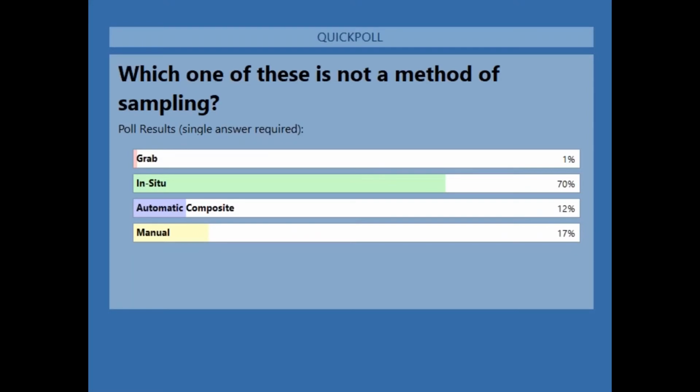Okay. Are you able to see this, Cornell? I am. I can see the results. So 70% said in situ. That is great. So again, when we're talking about not a method of sampling, grab is a method. Automatic composite, that's a method. Manual is a method. In situ is a way to measure things. So you don't sample in situ. You measure in situ.